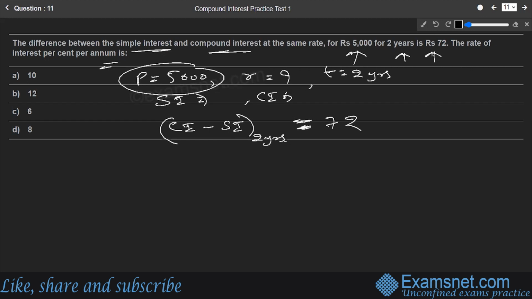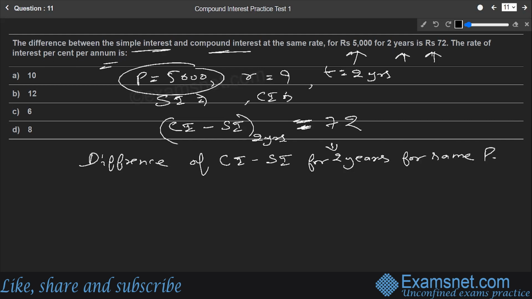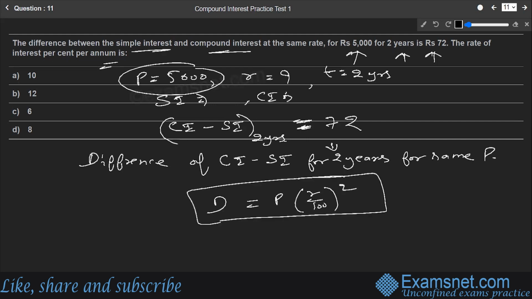Otherwise, we can do it by another way also. What is that another way? The difference. Let us see the another way. Difference of compound interest minus simple interest, okay, for 2 years. This particular formula that is being given is only applied for 2 years. Okay, difference of compound interest and simple interest for 2 years for same principal is, the difference is equal to P into R by 100 whole square. So this formula can be used, but the only constraint is the time value for this situation should be 2 years only.